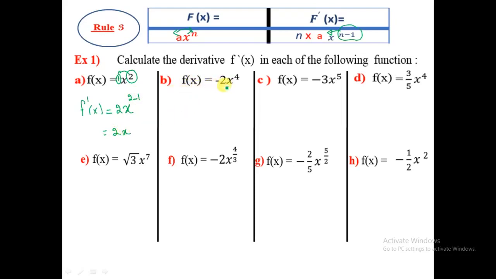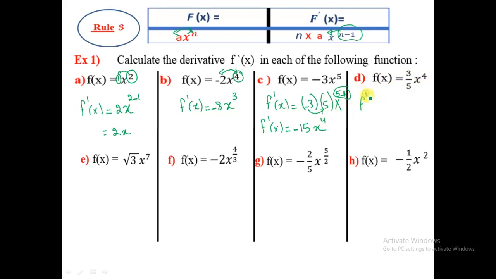Here we have f of x equals minus 2x to the power 4. We will multiply the power by the coefficient and we will reduce the power by 1 to get minus 2 multiplied by 4 is minus 8x to the power, and 4 minus 1 is 3. Part C is f of x equals minus 3x to the power 5, then the derivative f prime of x is the coefficient multiplied by the power multiplied by the variable x, and we will reduce the power by 1. So f prime of x is equal to minus 3 times 5 is minus 15x to the power 5 minus 1 is 4.